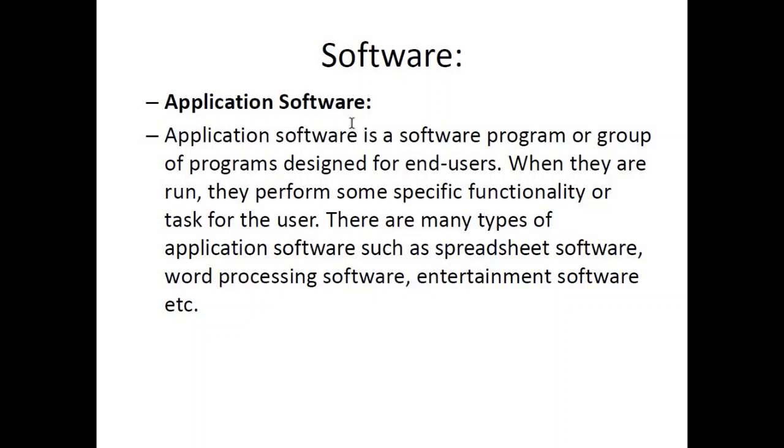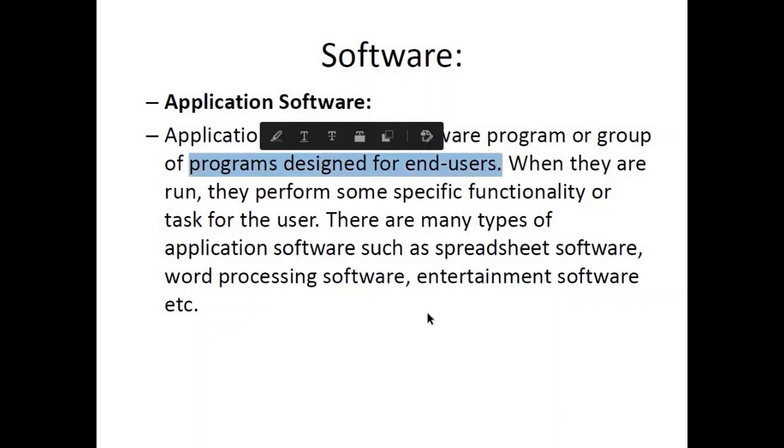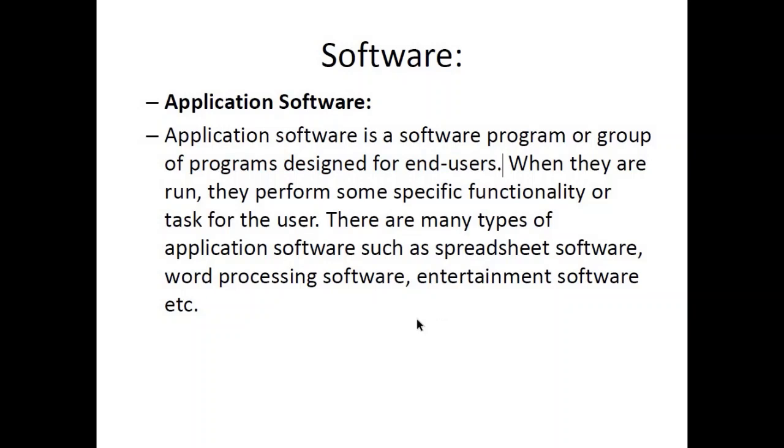The next is the application software. It is a software program or group of programs designed for end users. These programs are directly used by the user, and when they are run, they perform some specific functionality or task for the user. There are many types of application software, such as spreadsheet softwares, word processing softwares, entertainment softwares, educational softwares, games, and so on.